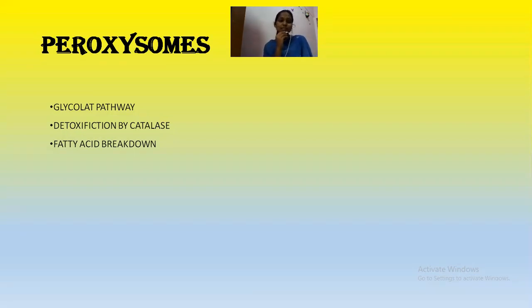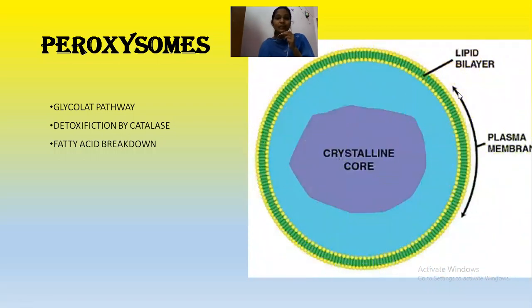The next single membrane bound cell organelle is the peroxisome. First of all, I would like to talk about the peroxisome. Remember, the peroxisomes are cell organelles bounded by a single membrane and they are present only in plant cells. The peroxisomes are absent in animal cells. And what is the function of peroxisome? The peroxisome is an important and characteristic feature of plant cells.